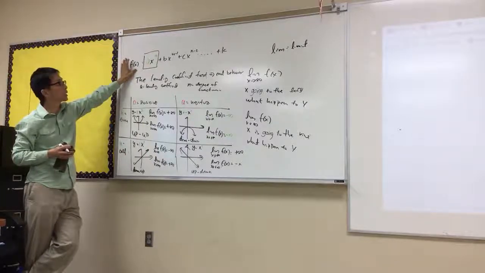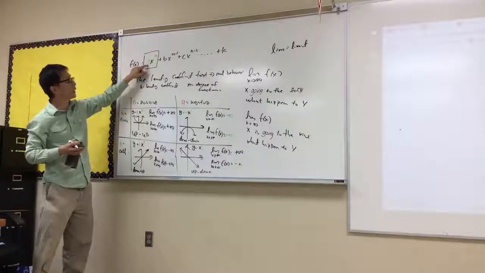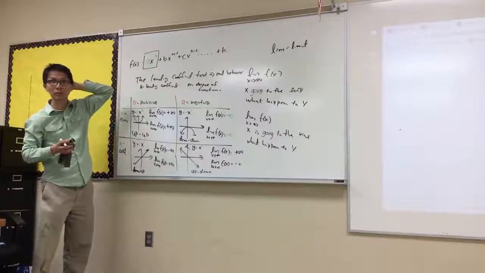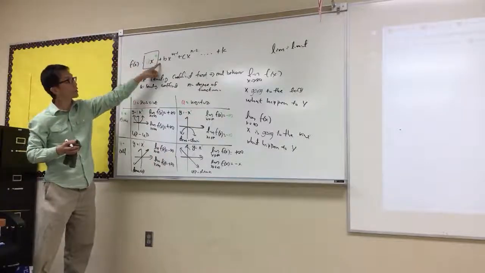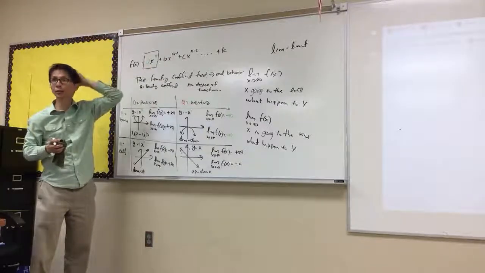So this one is f of x equal to a x to the n power plus b x to the n minus 1. The degree is going to go in descending order.